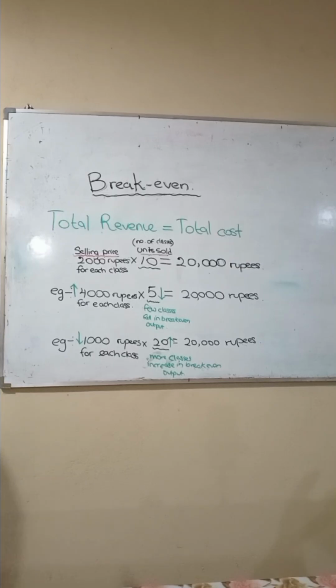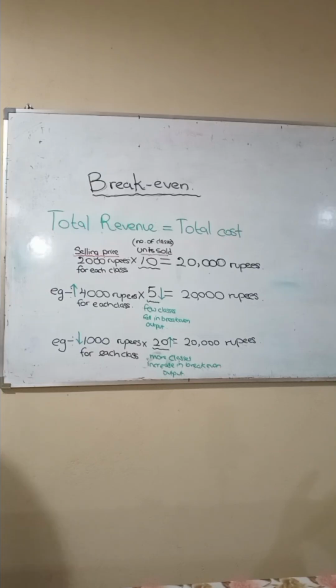So that means if you increase the selling price, you will have to do fewer classes. There will be a fall in the break-even level of output. The break-even level of output will fall because you have increased the selling price. You just have to do 5 classes now in order to pay off your bills, which is 20,000. Did you understand? Hope you all understood this.